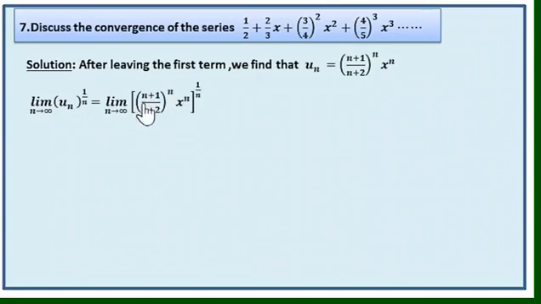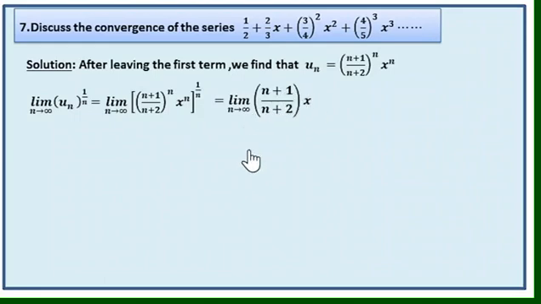Substitute for un, limit of n plus 1 by n plus 2 to the power n, x to the power n, whole to the power 1 by n. That is here n plus 1 by n plus 2 to the power n into 1 by n, that is we have n plus 1 by n plus 2 to the power 1. Similarly here x power n into 1 by n, that is x power 1. So we have n plus 1 by n plus 2 into x.